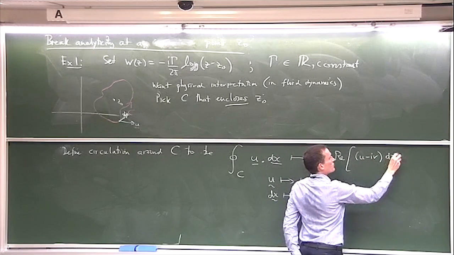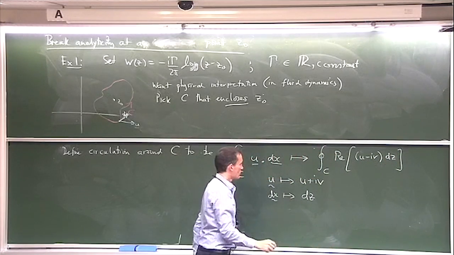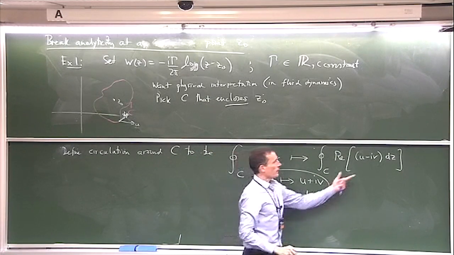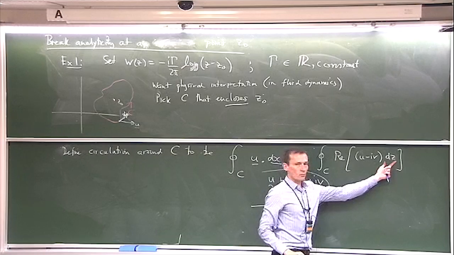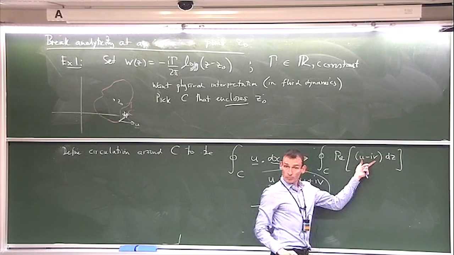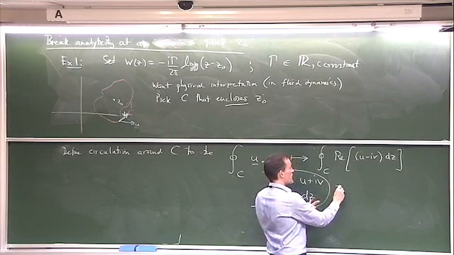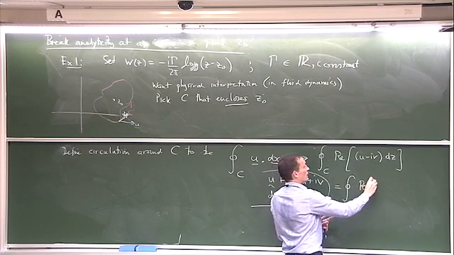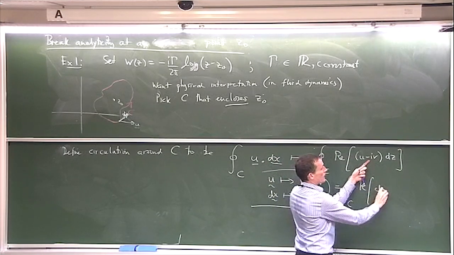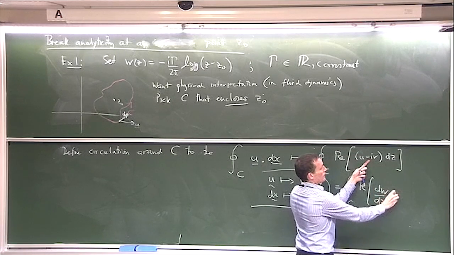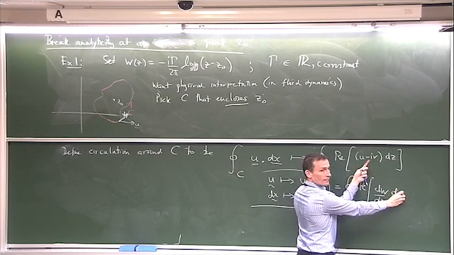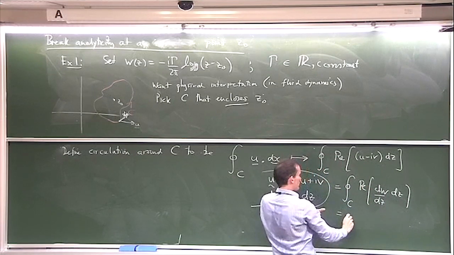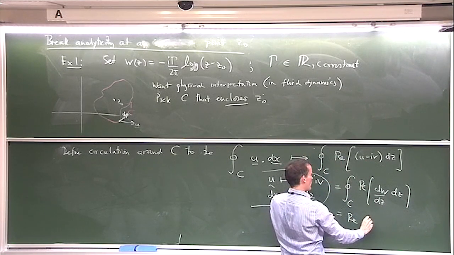dz. Conjugate of one of them times the other one. But this one's dw by dz. Look how beautiful this is, everybody. Look, it's just asking to be done. This is dw by dz. And then there's a dz. I could cancel those out if you wanted. In fact, I will. This is the real part of the integral.